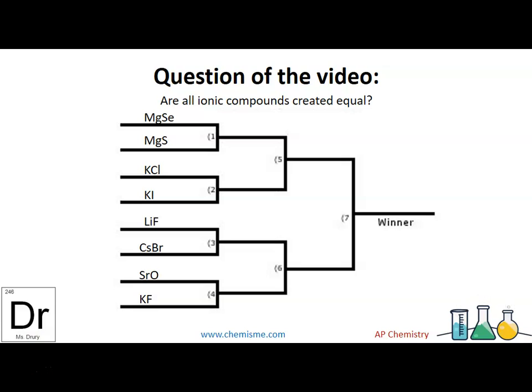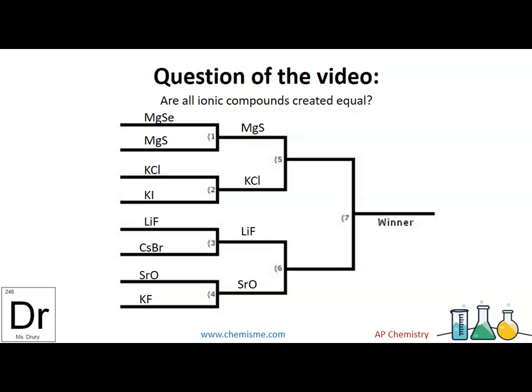In MgSe versus MgS, I think MgS would win because S is slightly smaller than Se, so its electrons can be attracted to Mg's protons better. In KCl versus KI, I picked KCl. Again, Cl is smaller than iodide ions, and in that case can get closer to the K, creating a stronger bond. LiF, because both of them are smaller than Cs and Br.